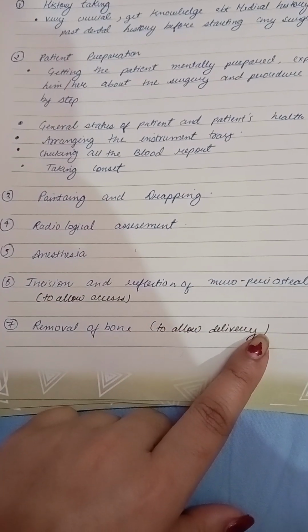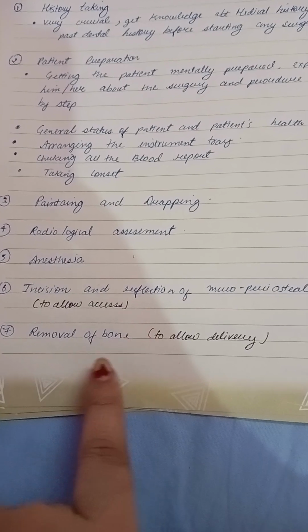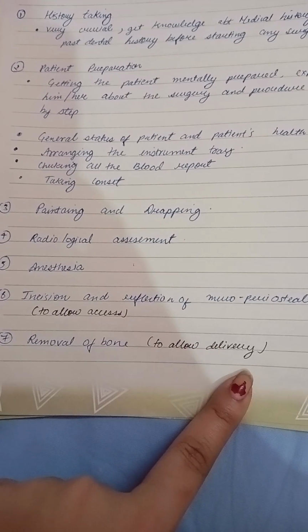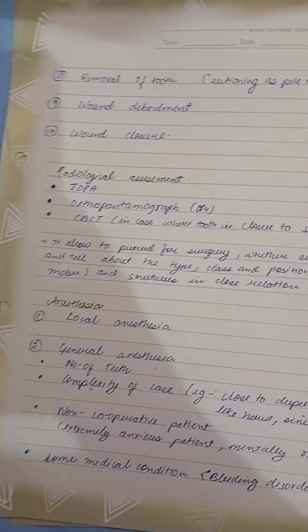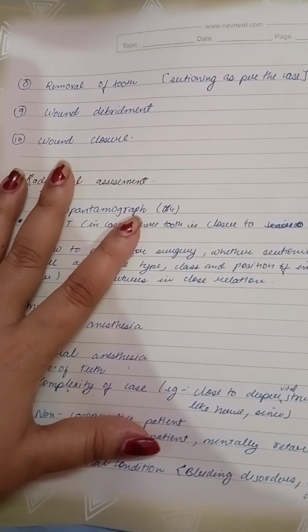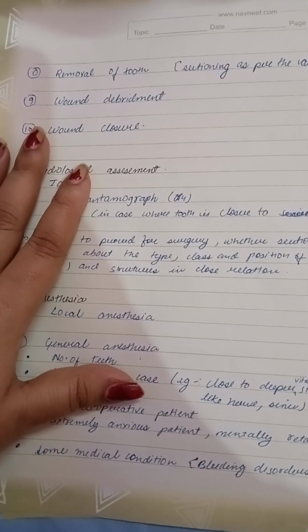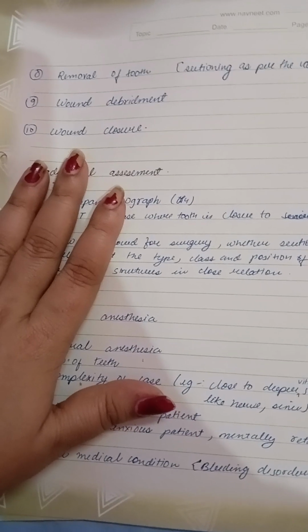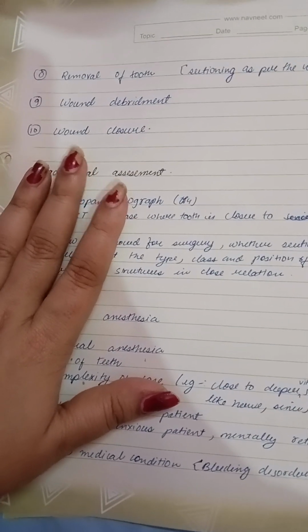This is a full thickness flap, so it allows good access. Removal of bone to allow the delivery. We'll be dealing with all these in detail. Then removal of the tooth, sectioning as per the case, wound debridement and wound closure. These are the 10 basic steps for any impaction.